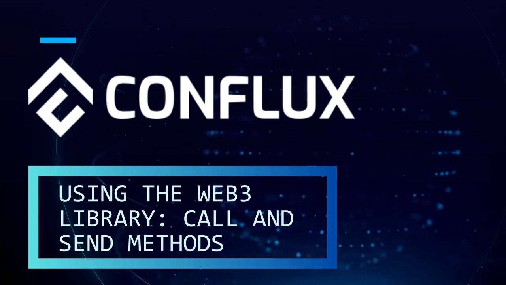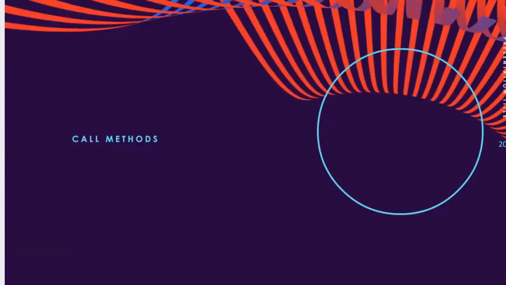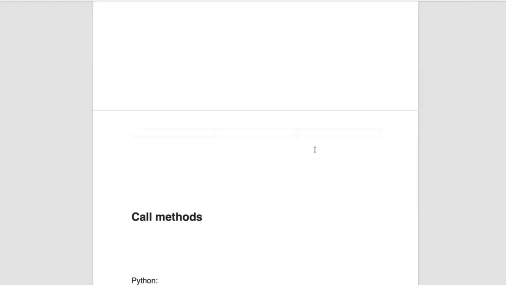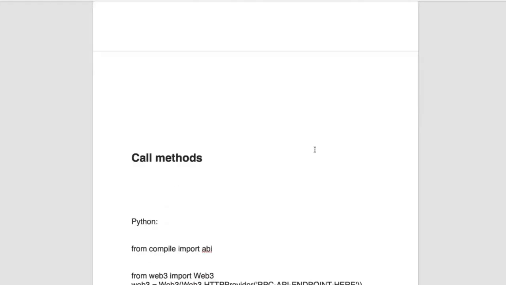Let's say we've deployed the contract, we have that contract on the chain, and now it's time to call its methods. So when you interact with a contract through call methods, the contract's storage remains unchanged. This means that no transaction needs to be sent.